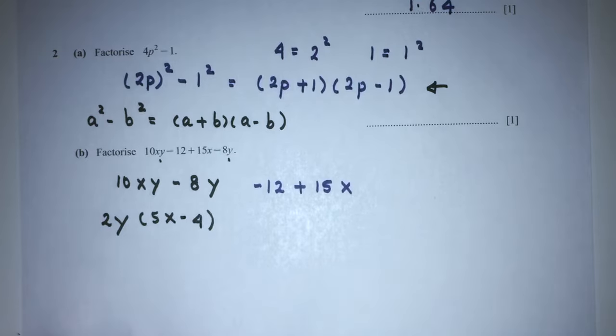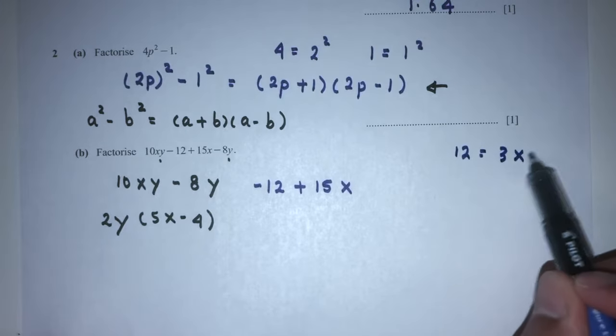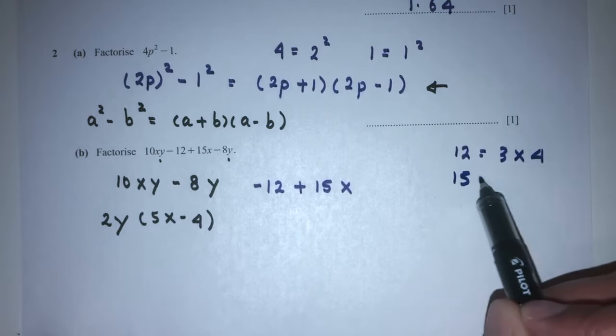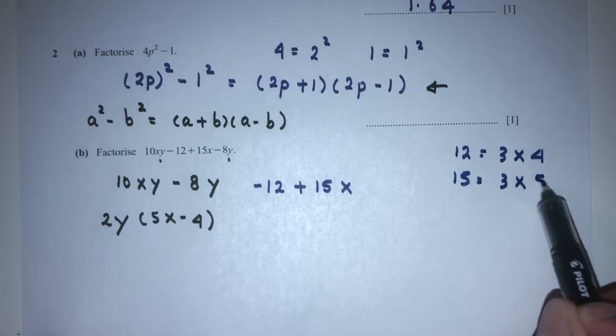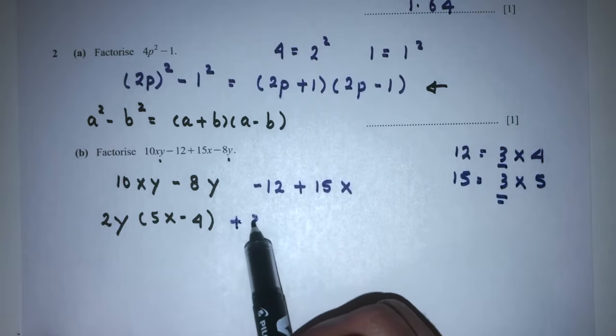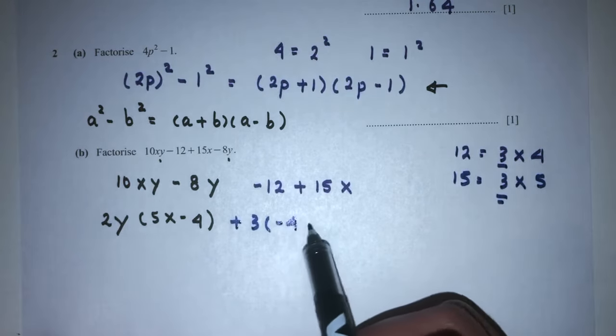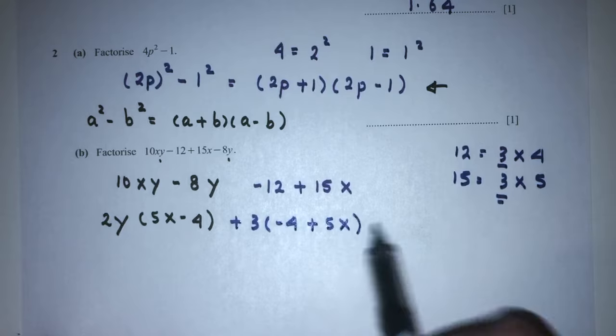Now for this one, what can I take? I know 12 is 3 times 4, and 15 is 3 times 5. So they have 3 in common. So take out 3, so take out plus 3. The remaining here will be minus 4 plus 5x.